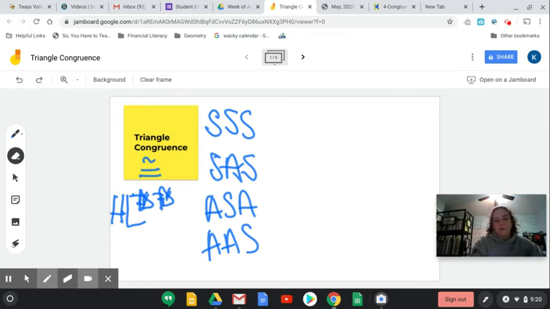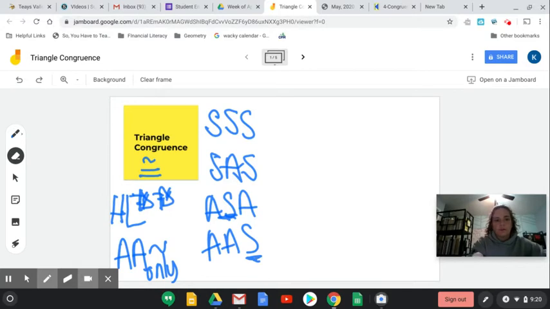The other one is angle, angle, but it proves similarity only, so you can't use that for congruence. In order for you to use angle, angle, there has to be at least one side in there. The side is either in between the angles or not, it doesn't matter. As long as you have one side that's common when you have angle, angle, then it's going to be congruent triangles.